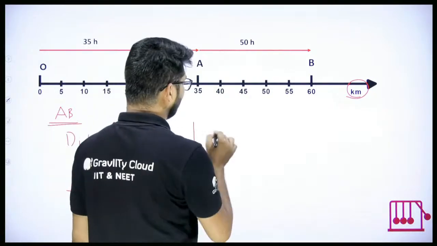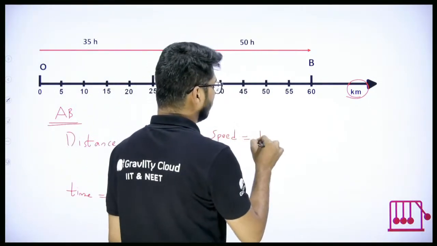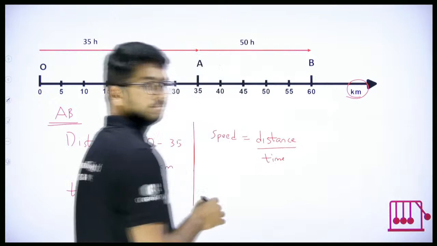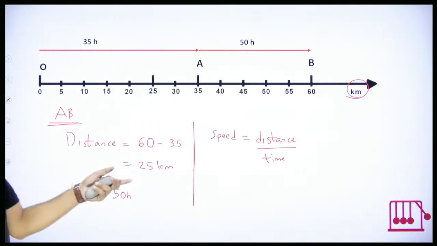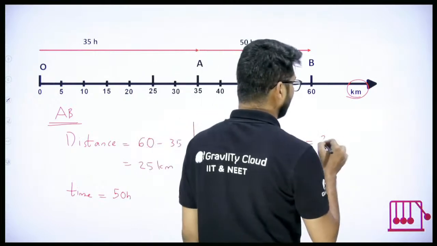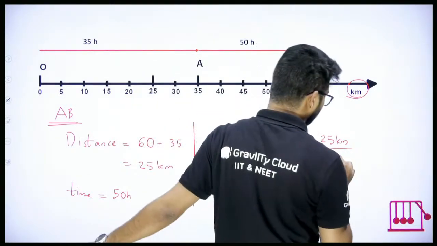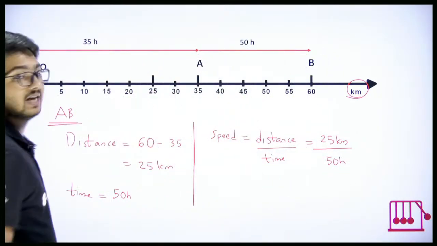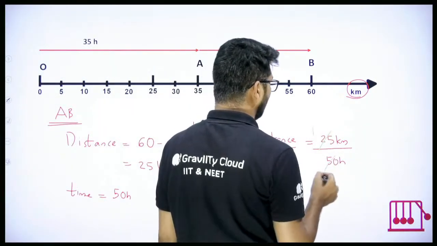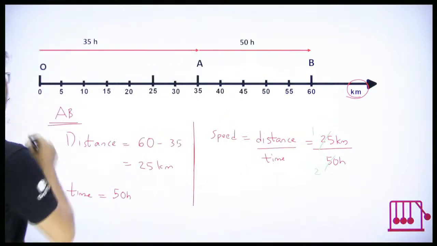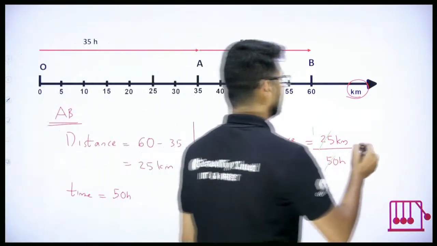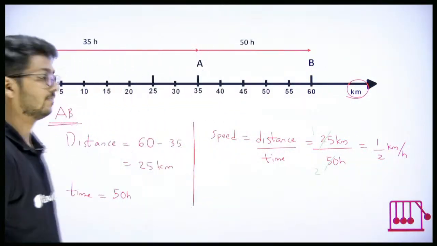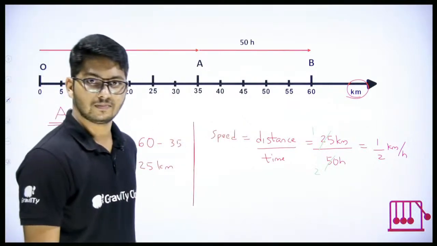So if I go into the speed part, what is speed equal to? Speed is equal to distance by time. Distance we got as 25 kilometers. Time we got as how much? 50 hours. Then if I do the calculation, 25 ones are 25, 25 twos are 50. So what do we have here? We have 1 by 2 kilometer per hour. There you have it, speed. Clear?